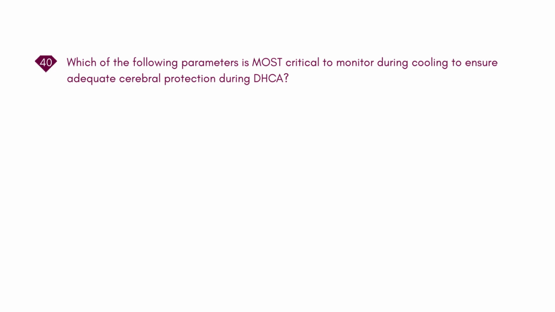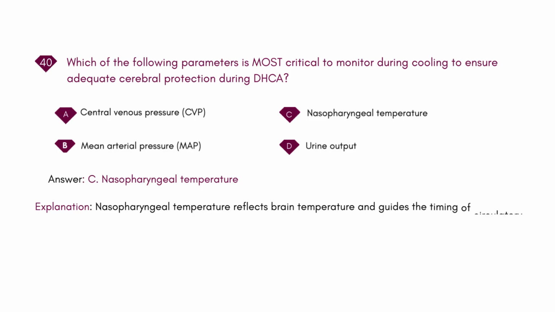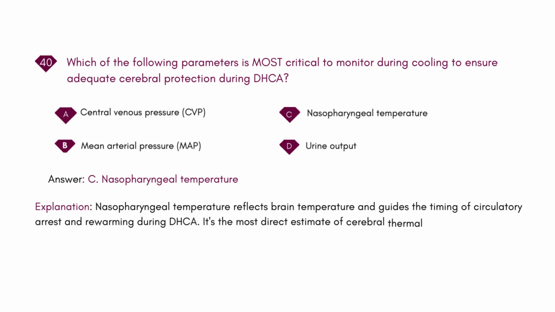A. Central venous pressure, CVP. B. Mean arterial pressure, MAP. C. Nasopharyngeal temperature. D. Urine output. Answer: C. Nasopharyngeal temperature. Explanation: nasopharyngeal temperature reflects brain temperature and guides the timing of circulatory arrest and rewarming during DHCA. It's the most direct estimate of cerebral thermal state.